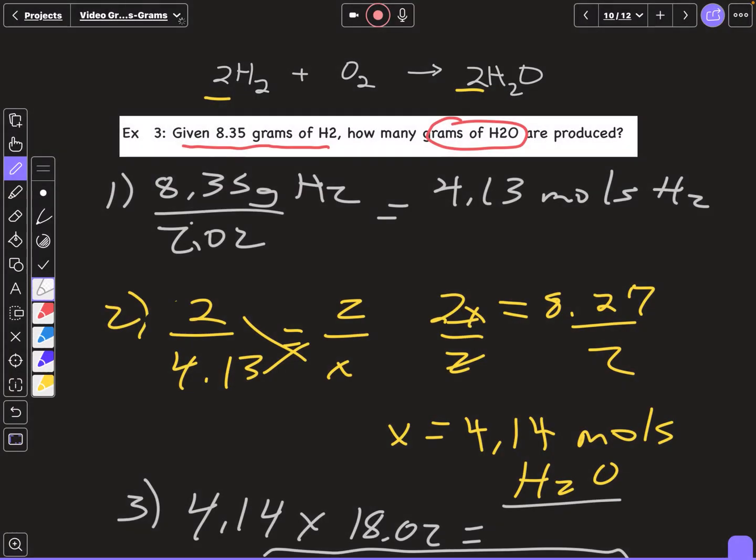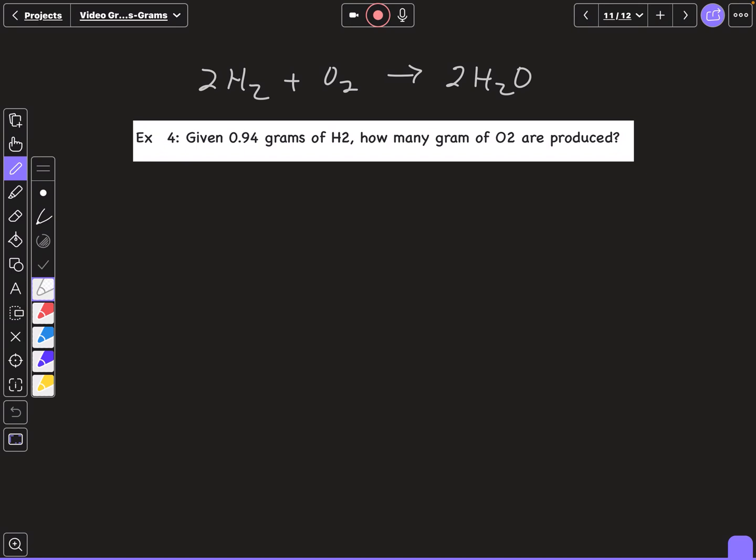All right, so my next problem is given 0.94 grams of H2, how many grams of O2 are produced? Or how many should we say are reacted. So I'm looking for grams of O2. My first step, I can't work in grams, I need moles, so I have 0.94 grams of H2. I need to convert that to moles. I divide by the molar mass of H2. Hydrogen's atomic mass is 1.01, there's 2 of them, so it'll be 2.02.